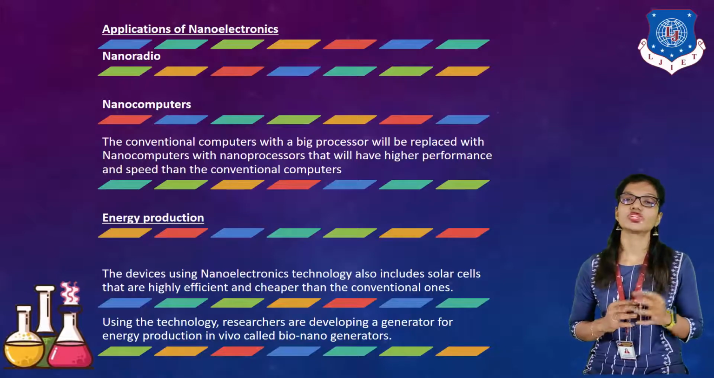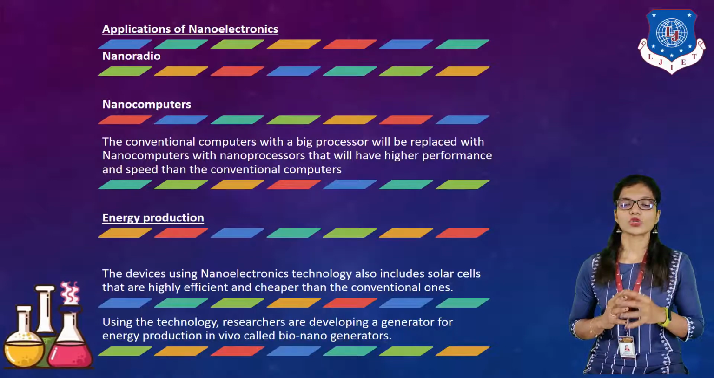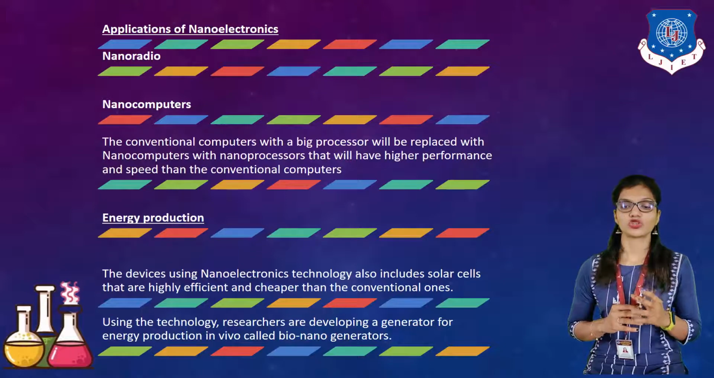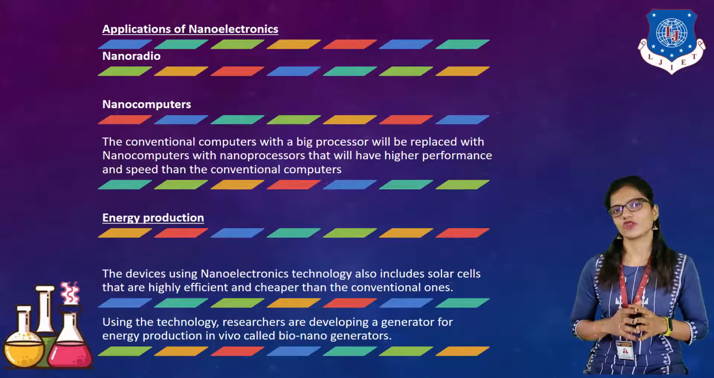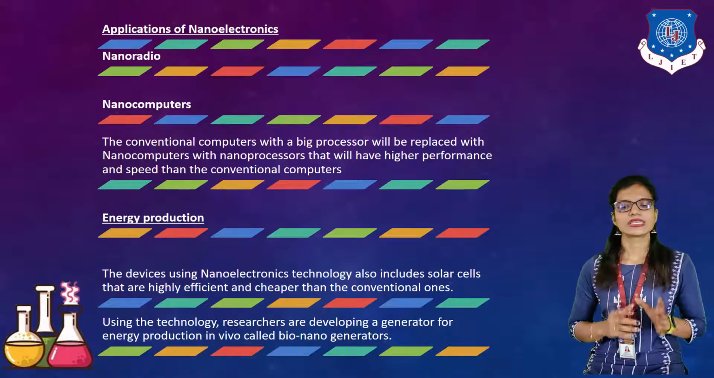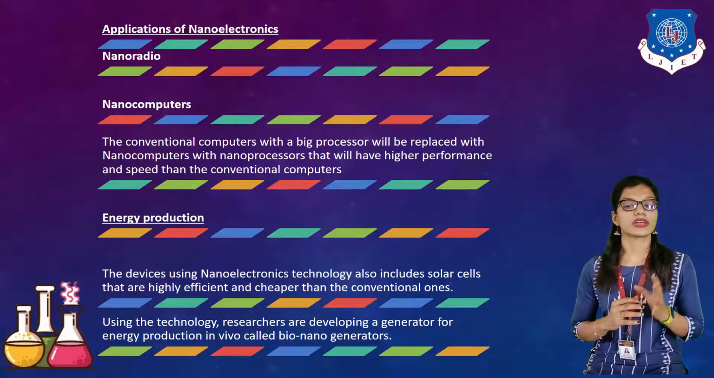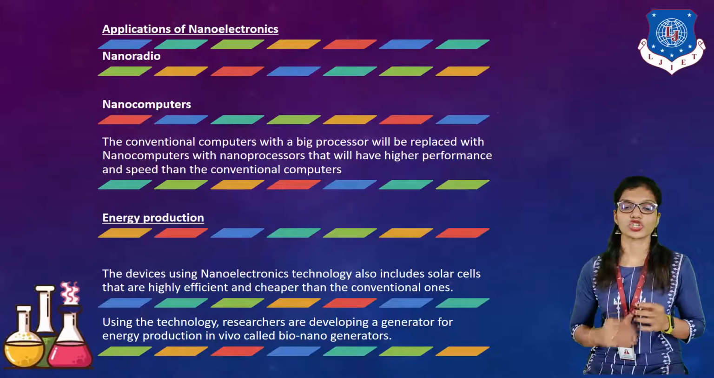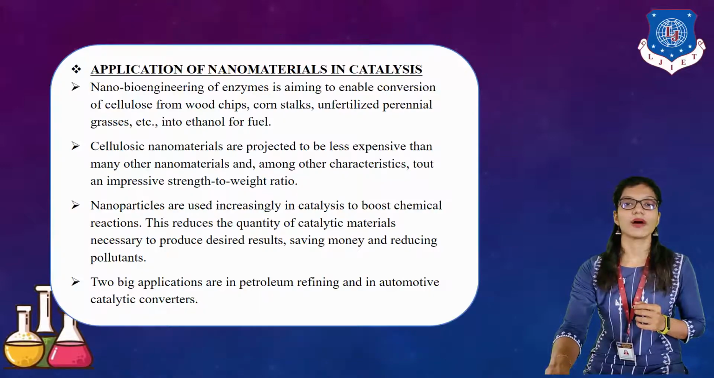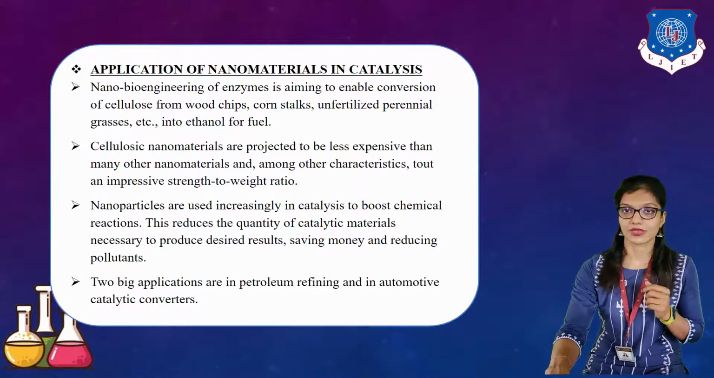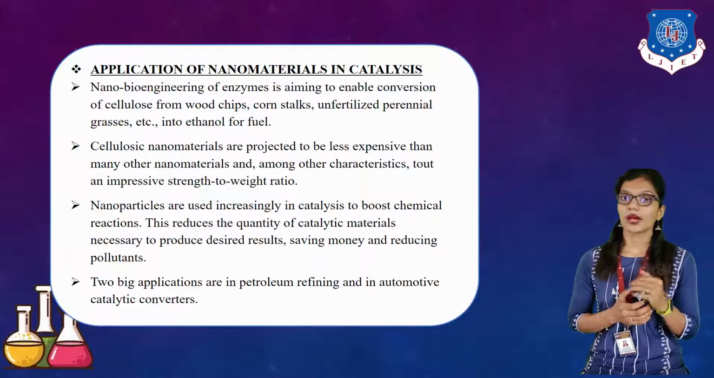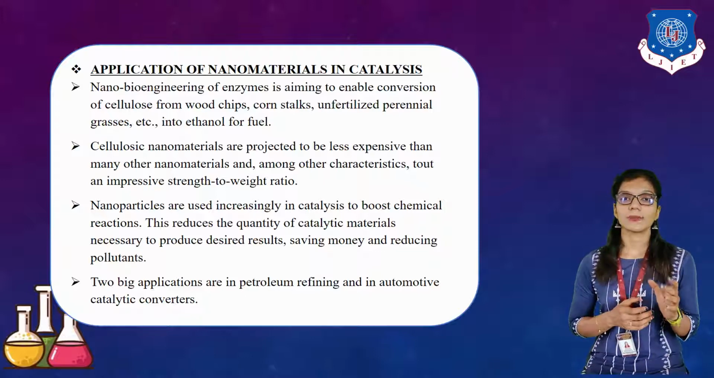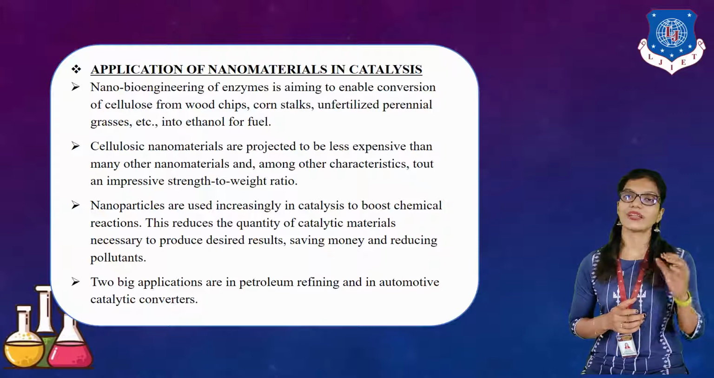Similarly, we have energy production, right? So how is it used in energy production? The devices using nanoelectronics technology also include solar cells that are highly efficient and cheaper than the conventional ones. In the same way, using the technology, researchers are developing a generator for energy production which is called bio-nano generators. Okay. Now, let's take a look at the branch where we use the application of nanomaterials in catalysis.